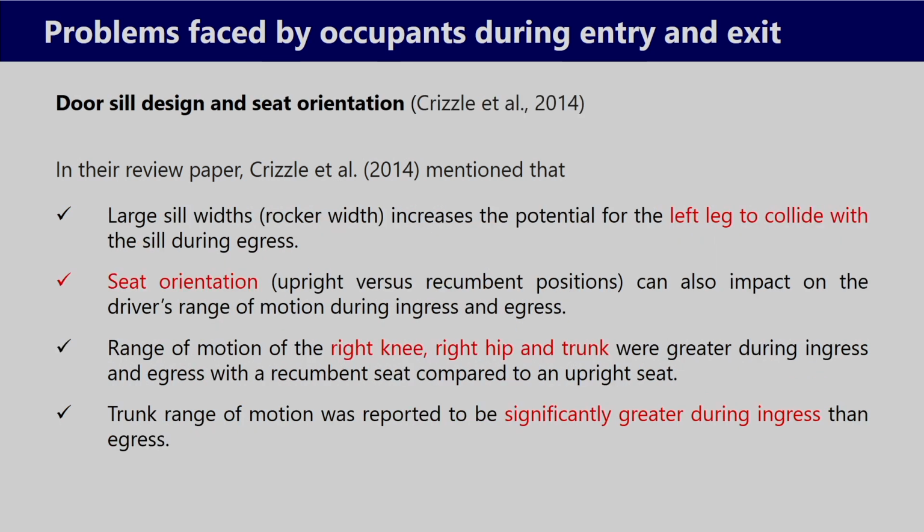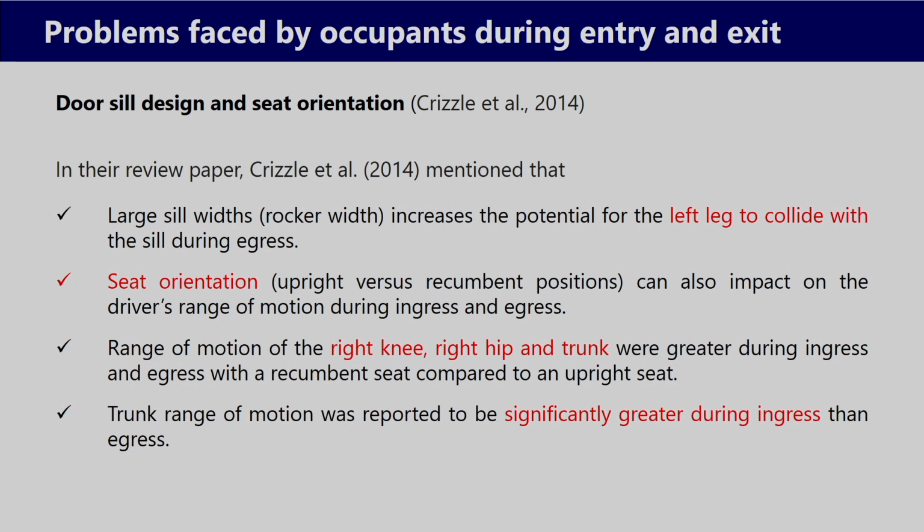In the same review paper, they also mentioned the impact of door sill design and seat orientation on the entry exit process. A large sill width, that is the rocker width, increases the potential for the left leg to collide with the sill during egress. So, there is a possibility that the left leg may collide with the sill, that is the rocker width. Seat orientation, upright versus recumbent position, can also impact the driver's range of motion during ingress egress.